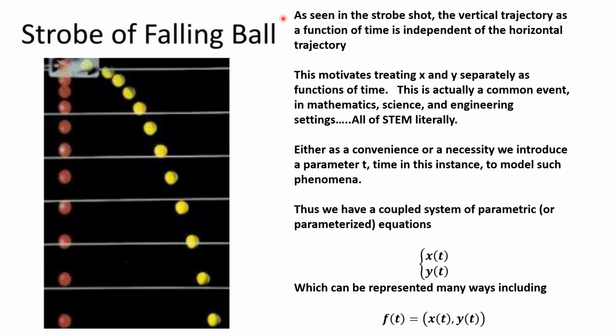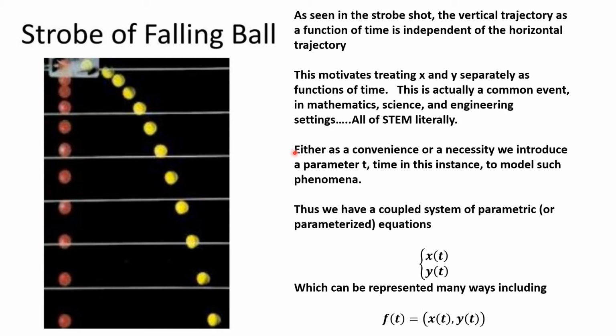As seen in the strobe shot, the vertical trajectory as a function of time is independent of the horizontal trajectory. You see these given flashes, these things are at the same spot. This motivates treating x and y separately as functions of time. This is actually a common event in mathematics, science, and engineering settings, all of STEM, literally.